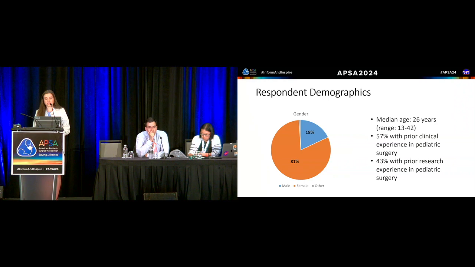Of the respondents, the median age was 26 years of age, and our group is majority female. 57% of participants had prior clinical experience in pediatric surgery, and 43% had prior research experience in pediatric surgery.